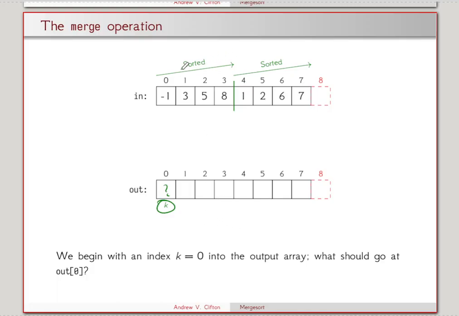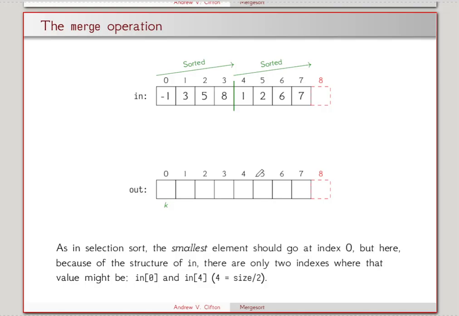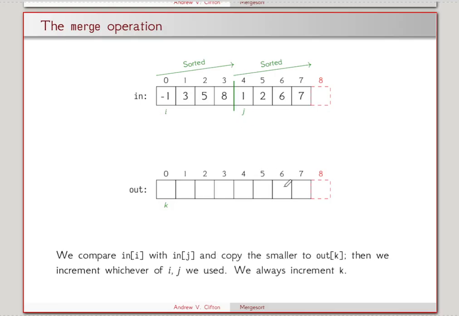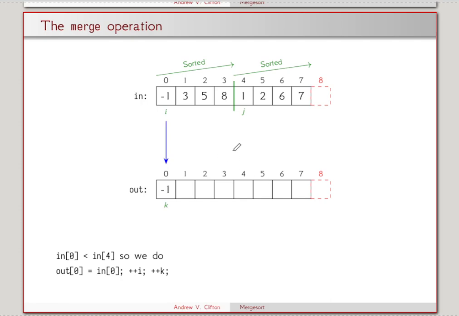But our input array has this structure that means we only have to choose between two things. It could be either this or this. The smallest thing in the left half is at the beginning of the left half, and the smallest thing in the right half is at the beginning of the right half. So I don't have to do a whole loop to find the smallest thing, I'm just comparing two things at a time. -1 is smaller than 1, so we keep track of where we are in the left half and the right half, grab the smaller of those two things, and copy it to the output.